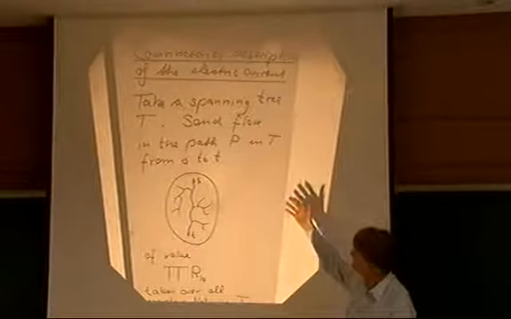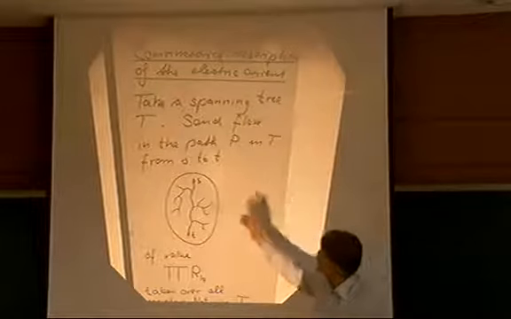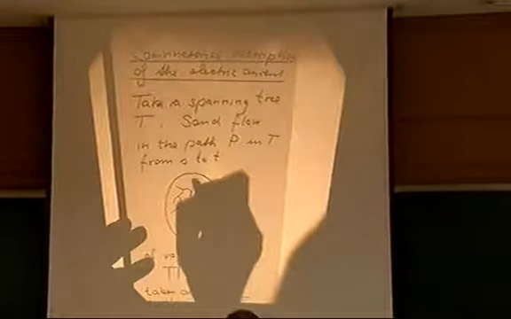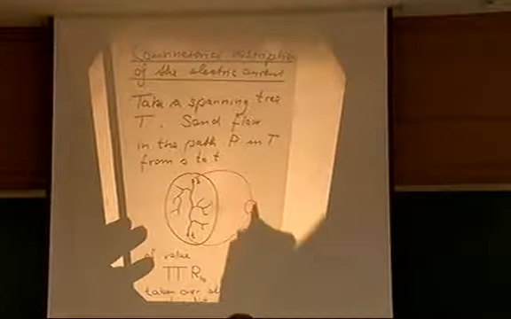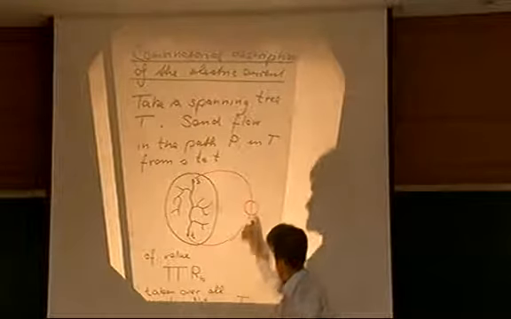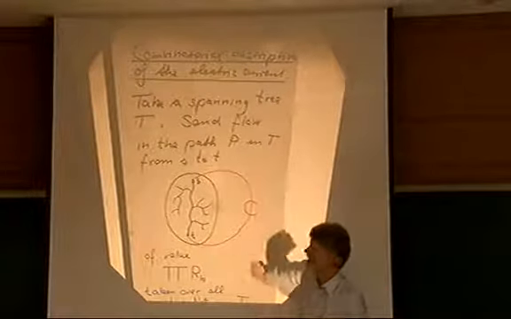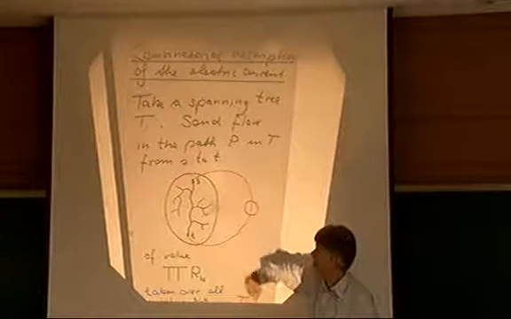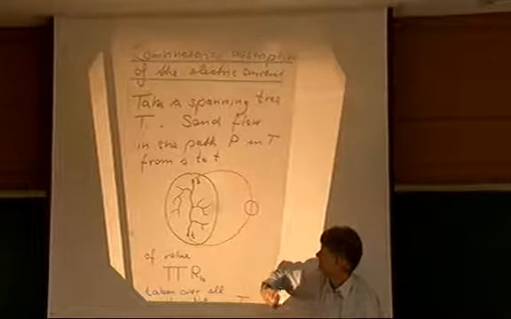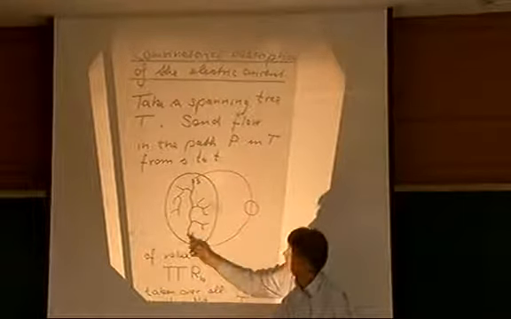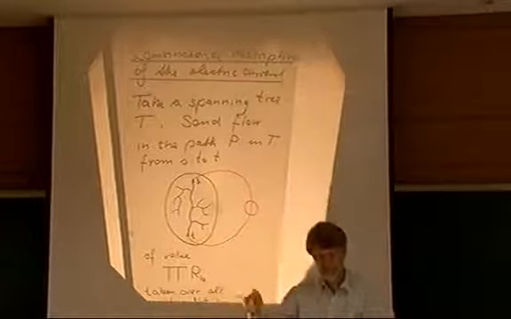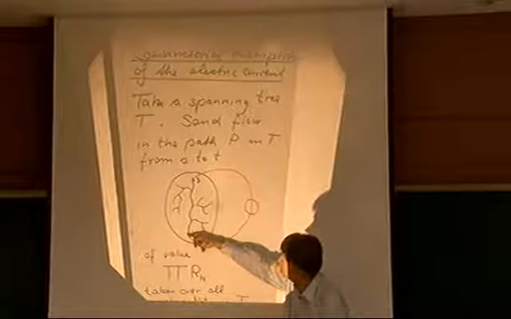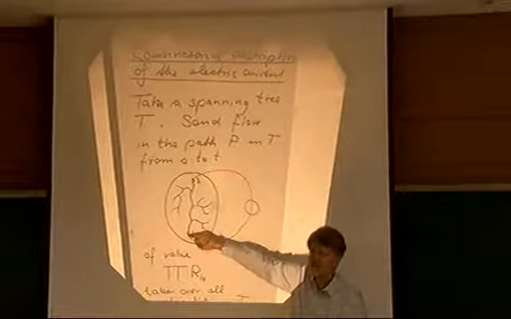But look, here is the solution. So I take away the battery. First of all, the battery I don't want to look at. The battery is here, but I don't think of this as part of my graph. I look at the rest, and I take a spanning tree in the rest. When I have two vertices in a spanning tree, there is a unique path between them. I look at that unique path, and now I send flow through that path.